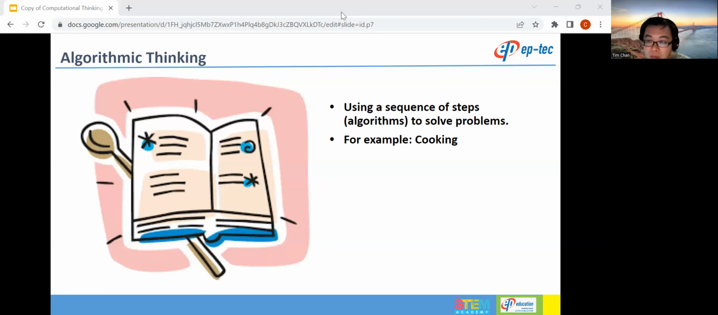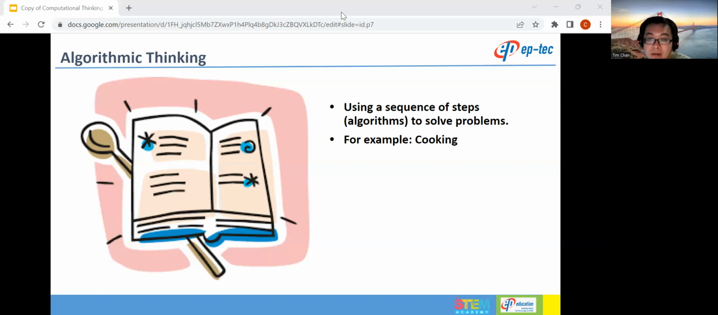Let's say for example, you want to bake a cake. You need to put in the right amount of flour. You cannot put too little or too much. You cannot put too much sugar, otherwise it becomes too sweet. If you put too little sugar, it won't be sweet enough. So yeah, measuring ingredients.